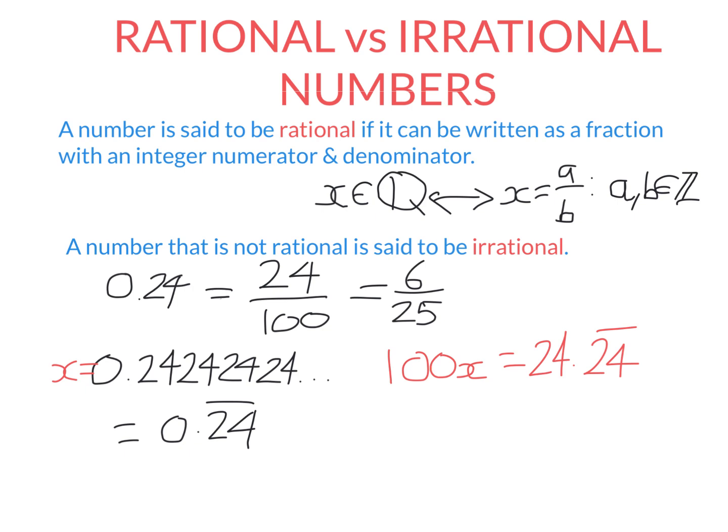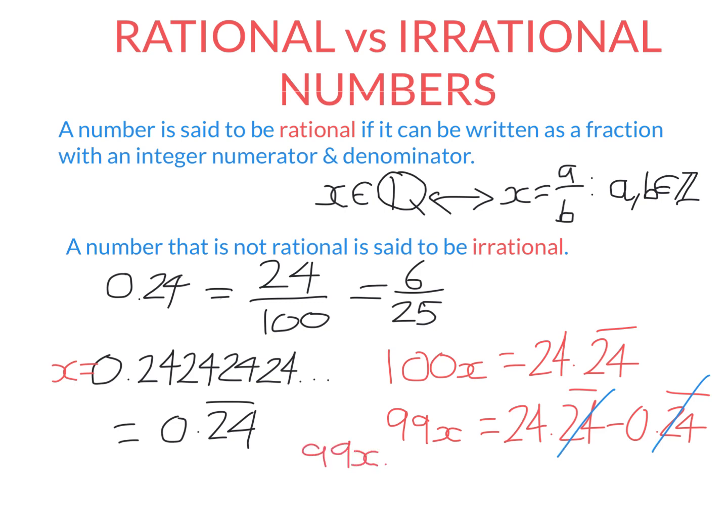So then what would be 100x minus x? Well, that would be just 99x. So 99x is 100x minus 1x. Because these two numbers have the exact same decimal expansion, we can simply cancel it. 99x will be equal to 24. So if 99x is equal to 24, we can just divide each side by 99. What we get is x is 24 over 99, which of course simplifies to 8 over 33.